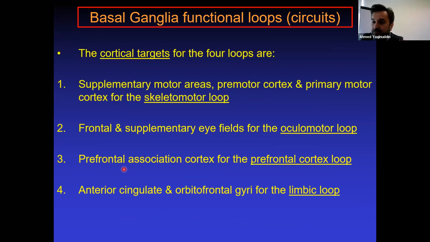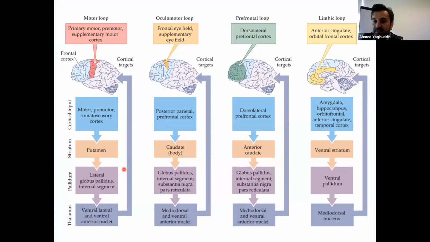As we have discussed, these are the four loops, these are the connections. We are not going to go into details. The only thing which you need to know from this slide is there are four loops of basal ganglia: motor loop, oculomotor loop, which is important in movement of the eyes; prefrontal loop, which is important in the executive functions; and limbic loop, which is important in behavior and emotion. That's all what you need to know at this point of time. You don't need to remember these connections. They are not important. They would not be tested in the exam.